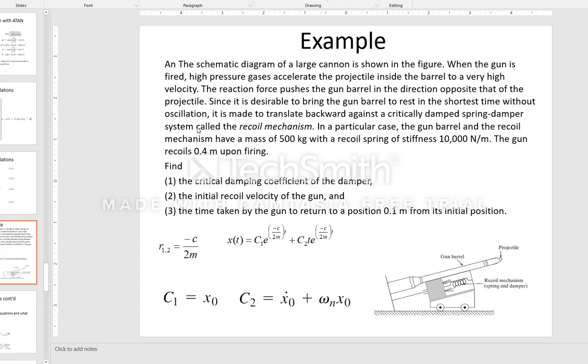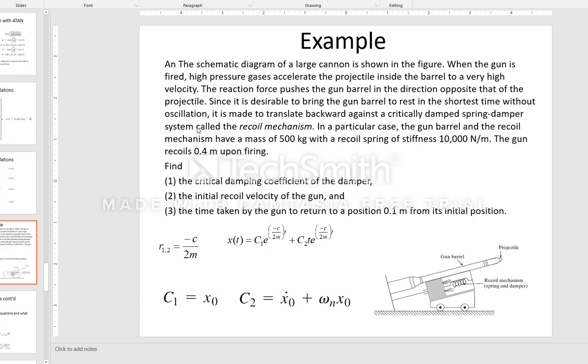When the gun is fired, the high pressure gases accelerate the projectile inside the barrel to a very high velocity. The reaction force pushes the gun barrel in the direction opposite to that of the projectile. Since it is desirable to bring the gun barrel to rest in the shortest time without oscillation, it is made to translate backward against a critically damped spring damper system called the recoil mechanism.